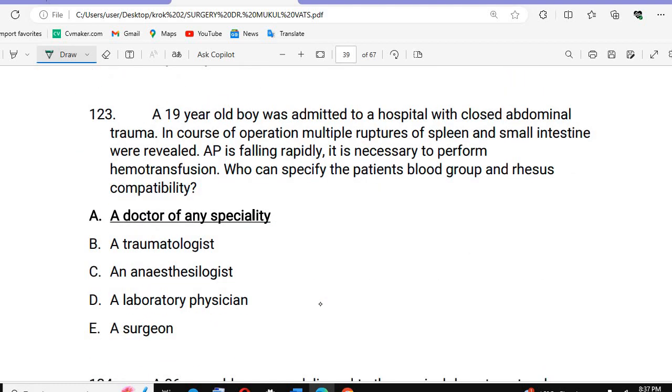Now, if we want to check the necessity to perform hemotransfusion, who can specify the patient's blood group and research incompatibility? You know, in India anyone, whether a ward boy or anyone, can do this type of thing, but officially it should be done by a doctor. A doctor of any specialty can check the blood groups and research incompatibility. It is the doctor's responsibility to check that.